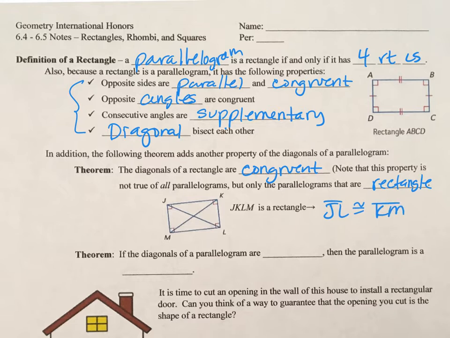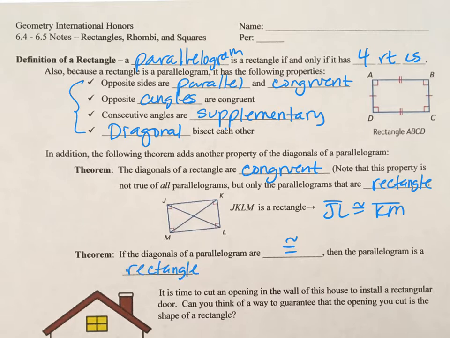Now, the converse is also true, okay? So this theorem says if a parallelogram is a rectangle, then its diagonals are congruent. Well, we can turn that around and look at its converse. And the converse says if the diagonals of a parallelogram are congruent, then that parallelogram has to be a rectangle.